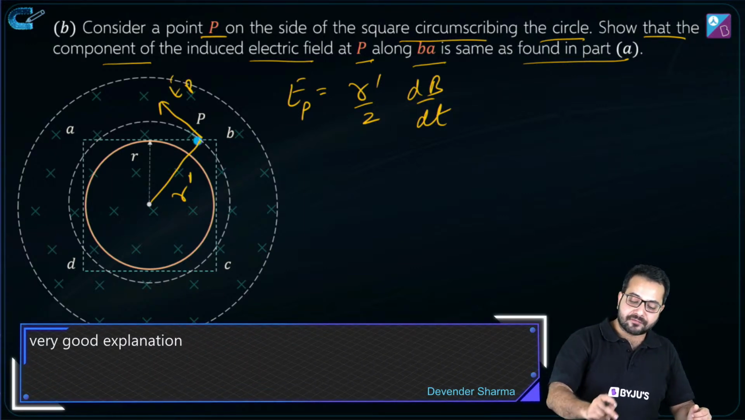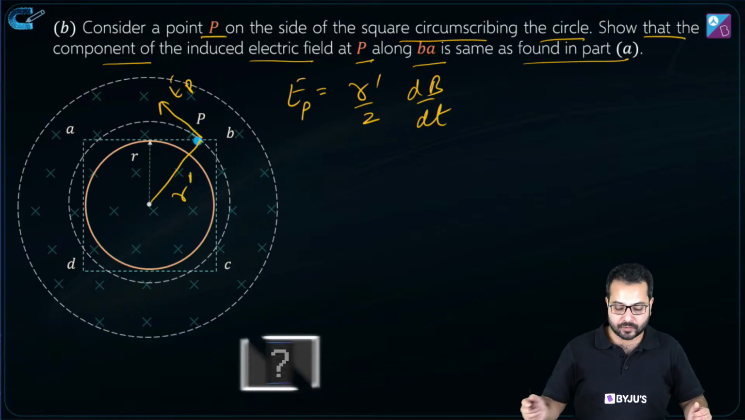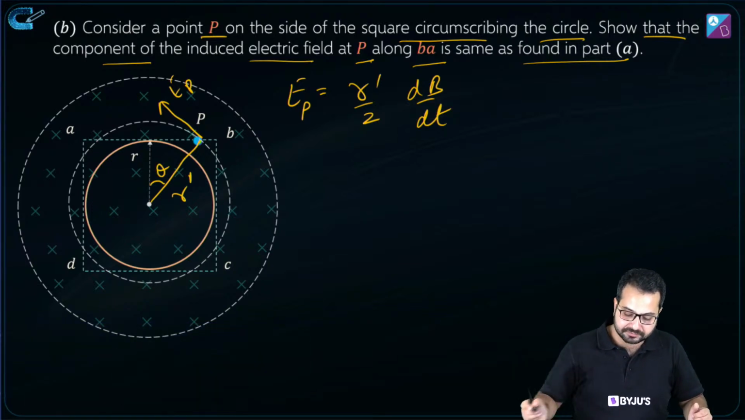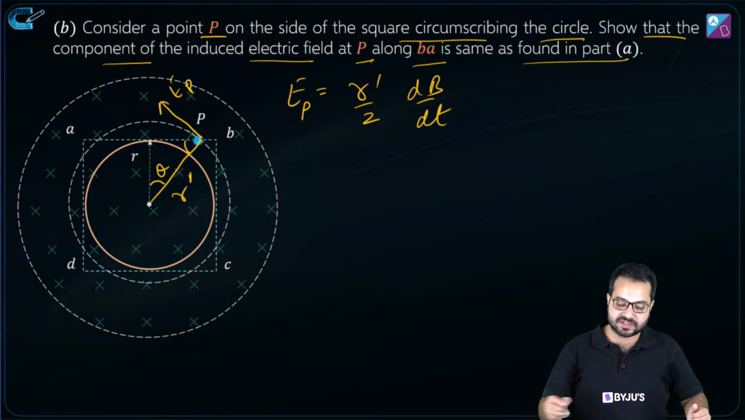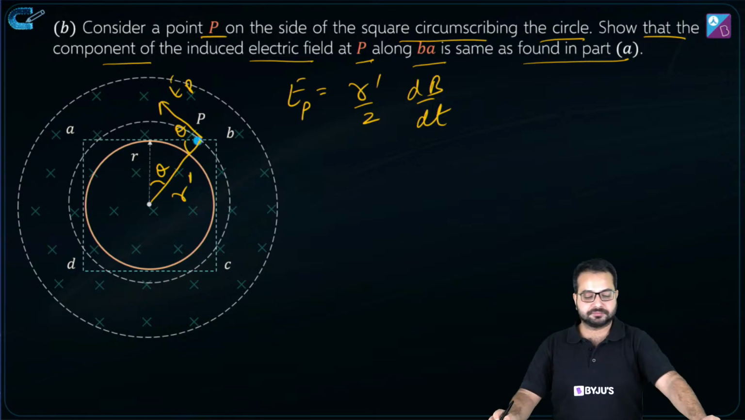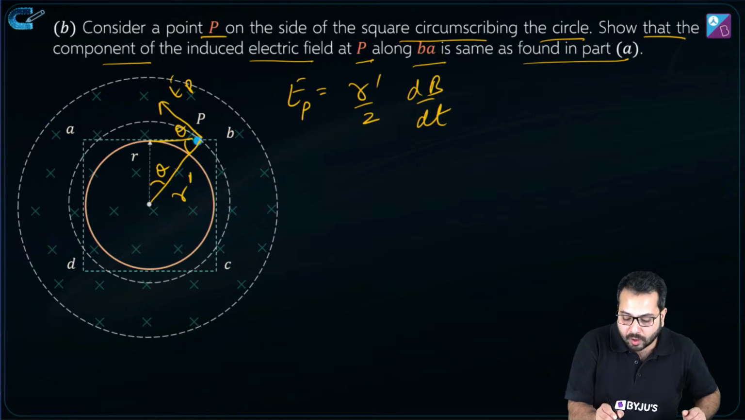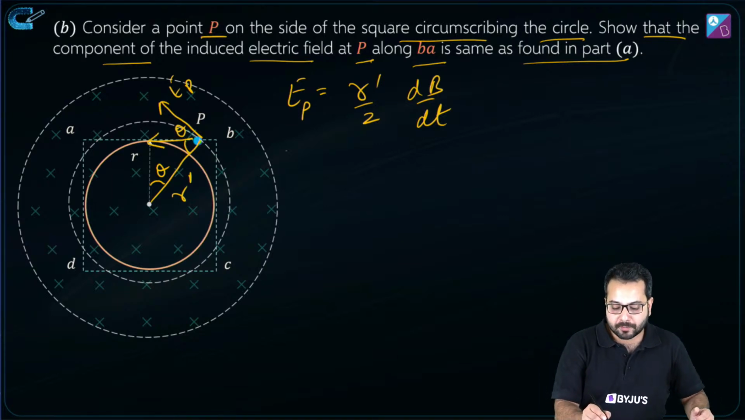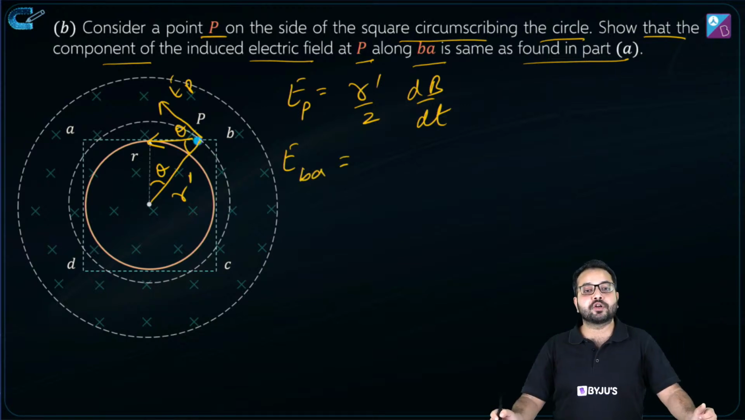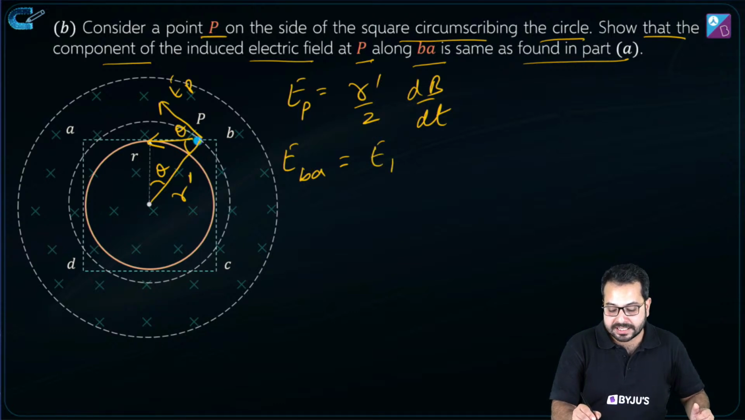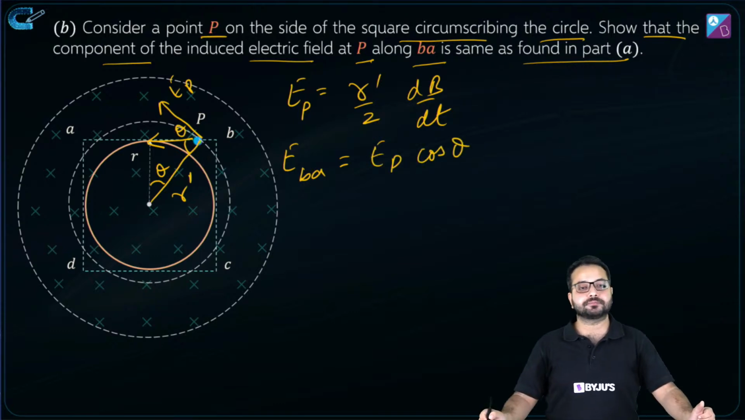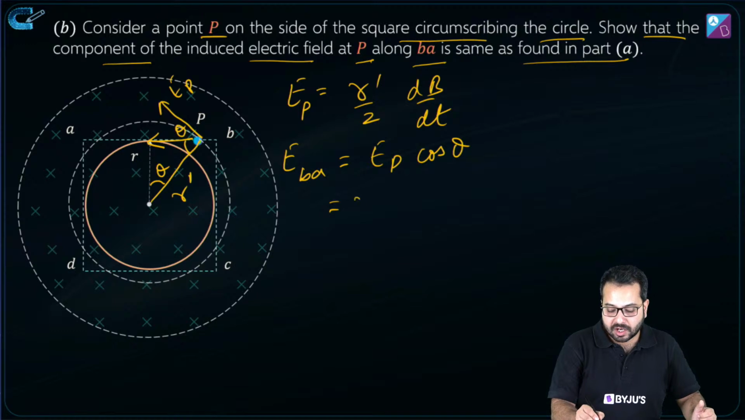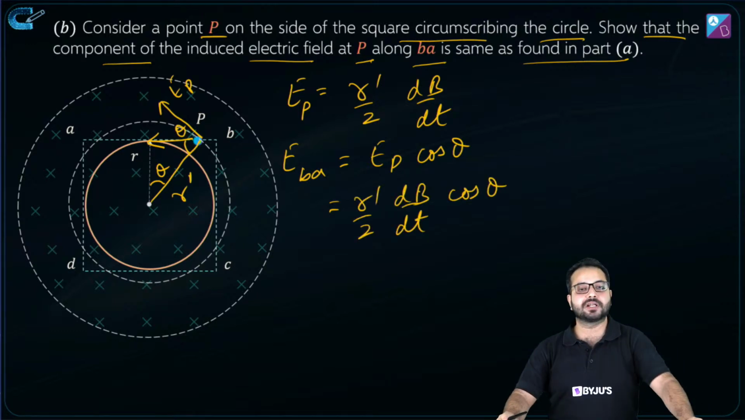Clear? Now I have to take the component over here. Let's say this angle is theta, so this angle is going to be 90 minus theta, and this angle is going to become theta. Correct? So from here, what is the component of EP along BA? The component of electric field along BA is going to become EP cos theta. Do you agree? So this is going to become r prime upon 2 dB by dt into cos theta. Is that clear?